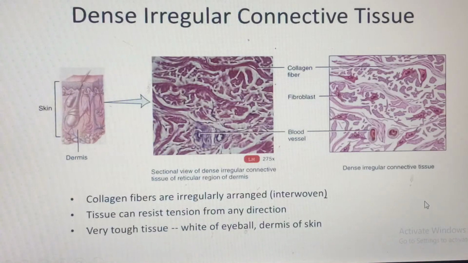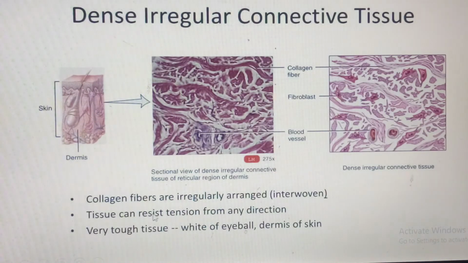Also around the capsule of solid organs, we are going to find, talk about the capsule of the lymph node, the spleen, talk about the thymus. These areas are going to have what we call dense irregular connective tissue.